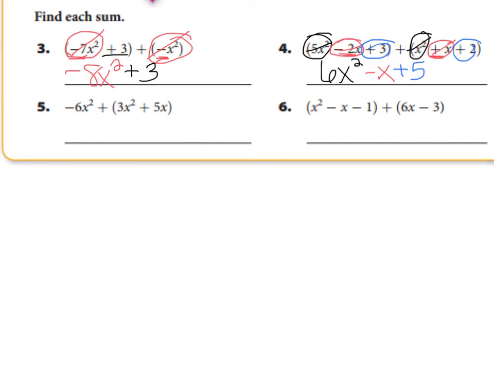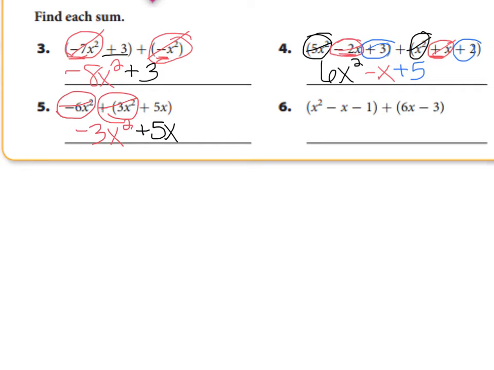Number 5, your like terms were the negative 6x squared and the positive 3x squared. That gives you negative 3x squared. Remember, whenever you're adding or subtracting, we do not change exponents. Exponents stay the same. So those are used up. And all that's left in that problem was the positive 5x. And there's my answer. Technically, you could flip this order and write 5x minus 3x squared, which would be fine. But we tend to write the highest exponent first.